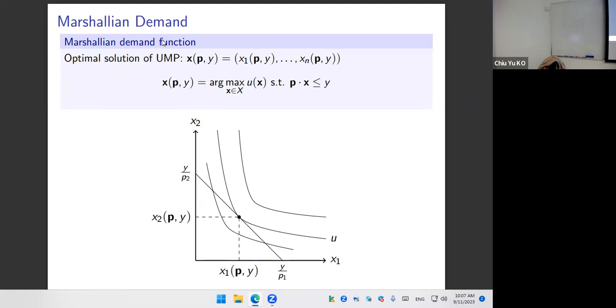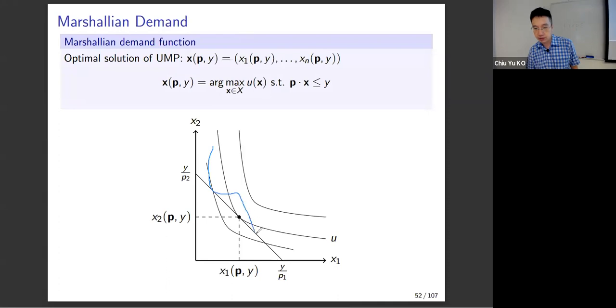If your utility is like something like this, I should draw here, right? If your utility is like this, a weird shape, then you can have two bundles, okay? But this doesn't appear because it violates which assumption we made? No one can tell me? We assume the preferences are quasi-concave, right? So that's the reason.